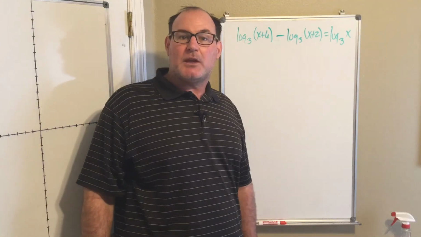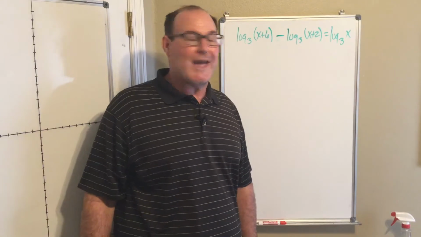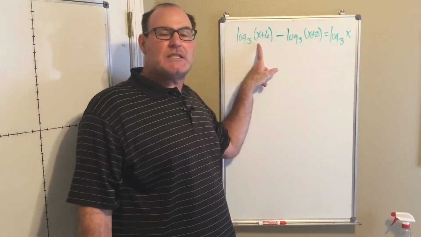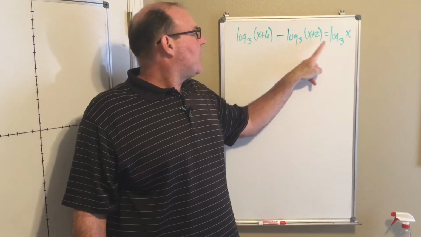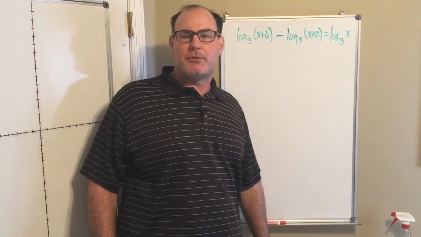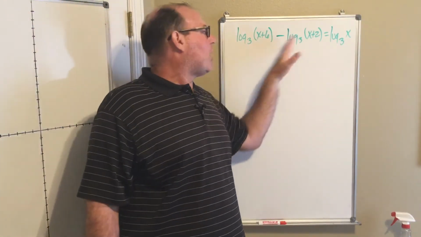All right, one more logarithmic equation just to show you something else that could happen, and you can do this two ways. This problem says I've got the log base 3 of x plus 6 minus log base 3 of x plus 2 is equal to log base 3 of x. So in this situation, I've got logarithms on both sides.